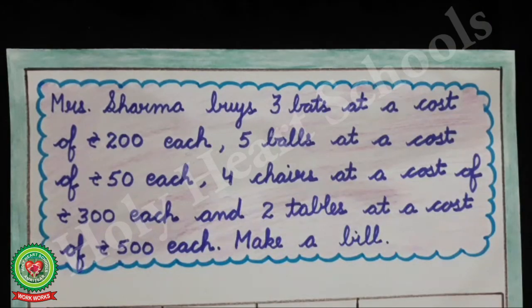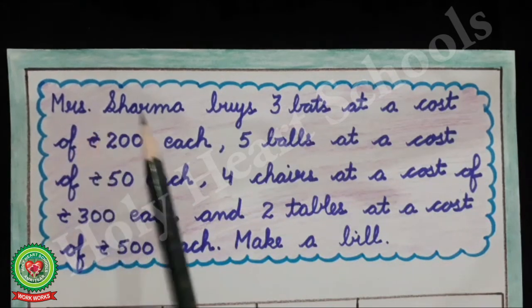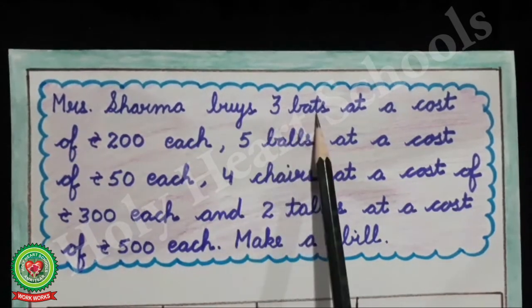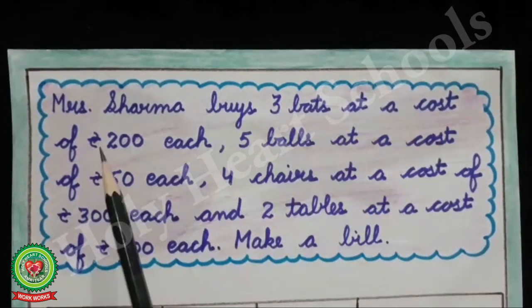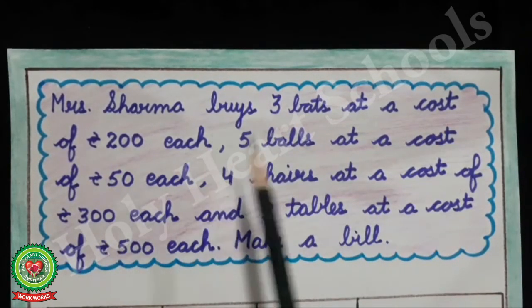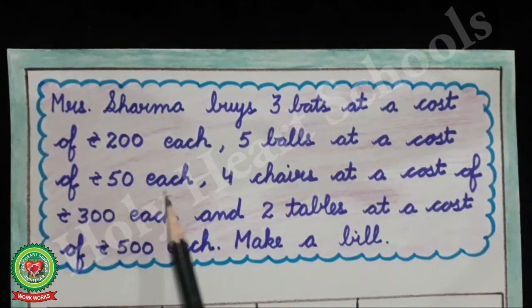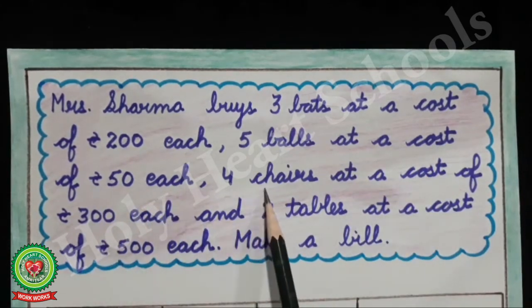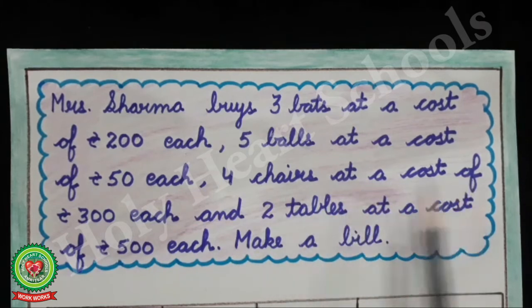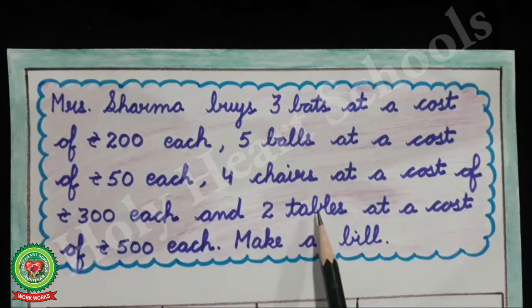Let's discuss one more question. The statement is: Mrs. Sharma buys 3 bats at a cost of rupees 200 each, 5 balls at a cost of rupees 50 each, 4 chairs at a cost of rupees 300 each, and 2 tables at a cost of rupees 500 each. Make a bill.